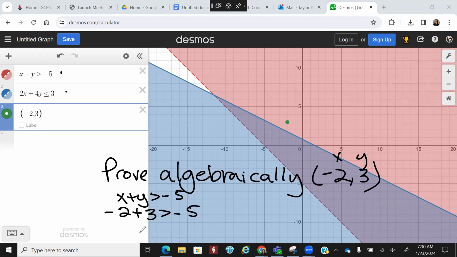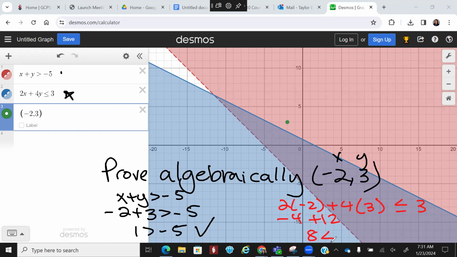What's -2 plus 3? 1. Is 1 bigger than -5? Yes. Okay, so that's correct. However, I've got to check the second one. So when I plug it into here, I'm going to get 2 times -2 plus 4 times 3. Is that less than or equal to 3? Well, when we simplify this, this gives me 8 is less than or equal to 3. Is this a true statement?